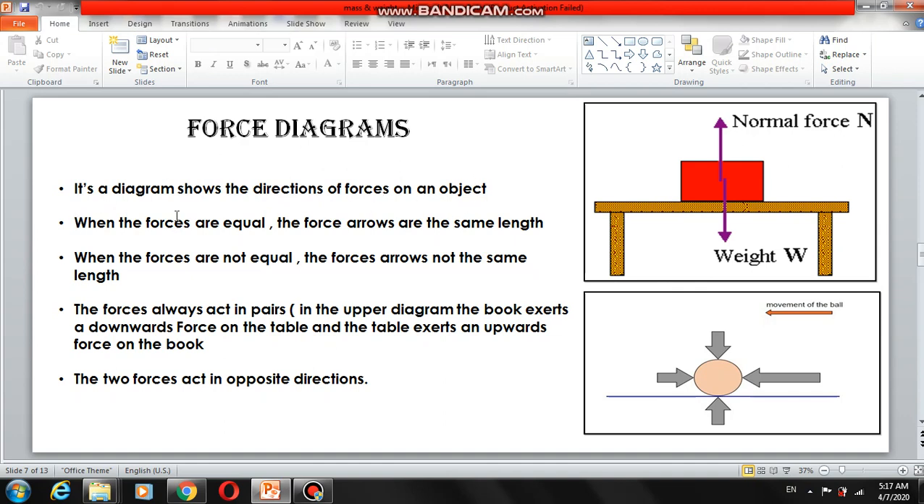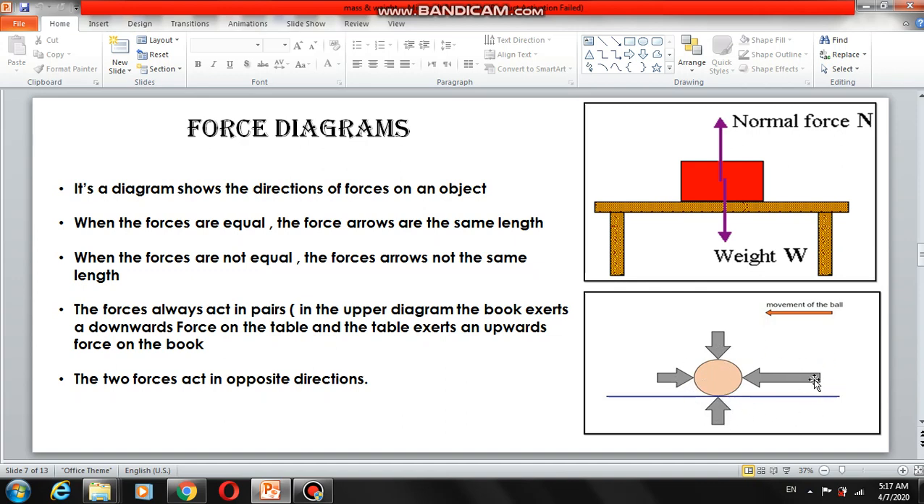Number two, when forces are equal, as in this picture, the four arrows are the same length. If you see the arrows, this arrow is the same length as this arrow. So number two, when the forces are equal, the force arrows are the same length. Number three, when the forces are not equal, in this picture, the arrows are not the same length. This is down, this is up, this is right, this is left.